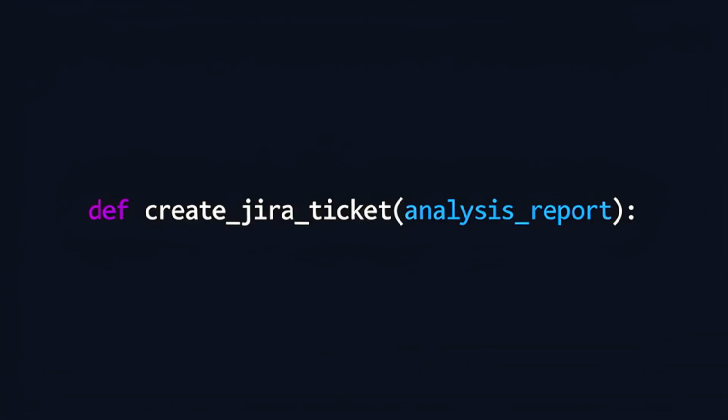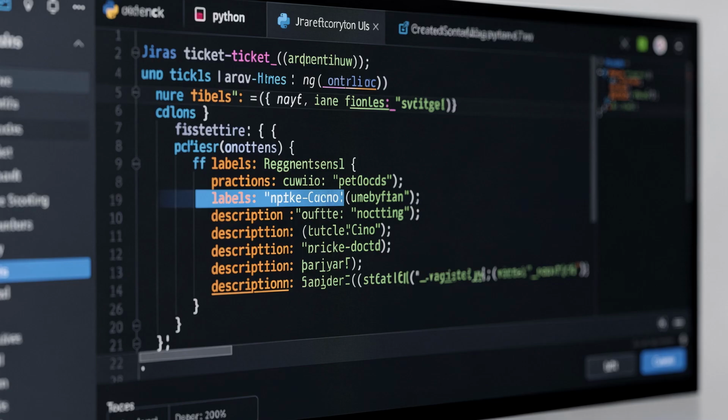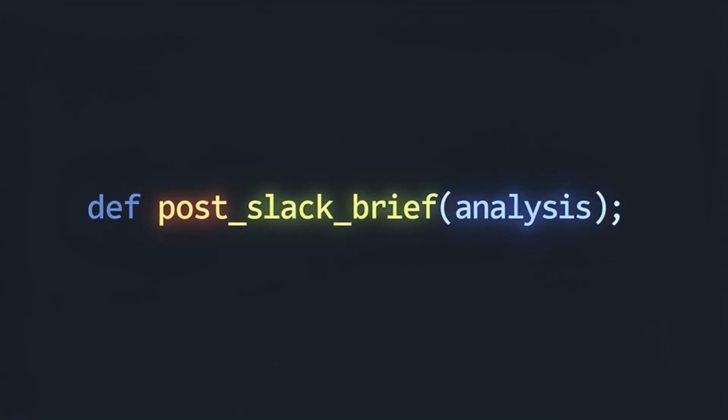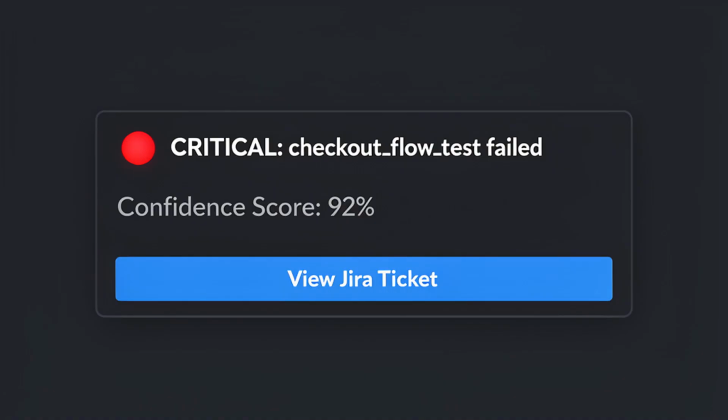Agent 4, the reporter. It takes the analysis and automates the paperwork. No human writes these tickets. It creates a Jira ticket with a full analysis. Priority is set automatically based on the confidence score. Labels include the failure type classification so your team can filter by timing or race issues automatically. Then the Slack brief. It posts a condensed update before stand-up using color-coded emojis for urgency. Your team knows instantly if it's a fix now situation or watch it, before the stand-up call even starts.